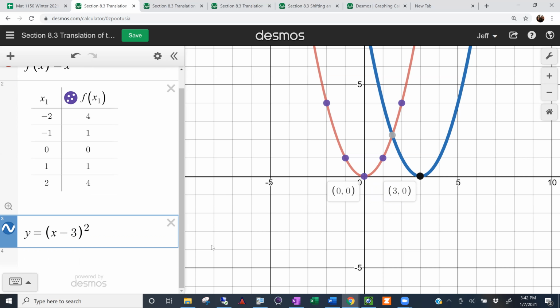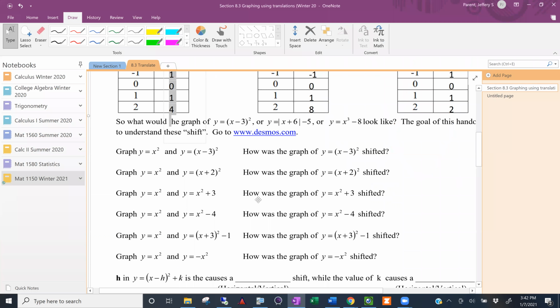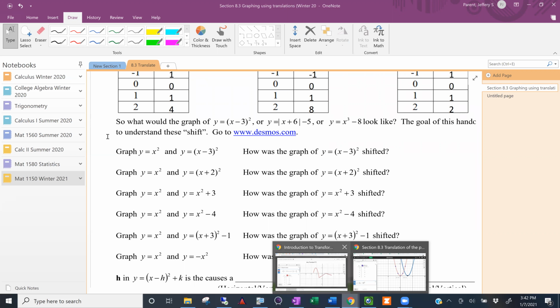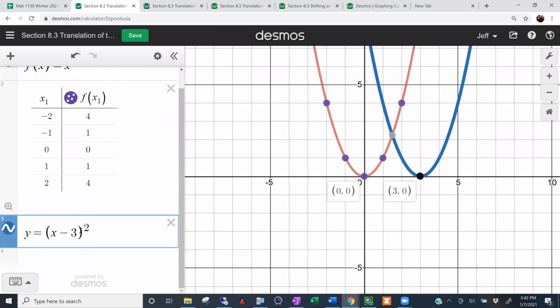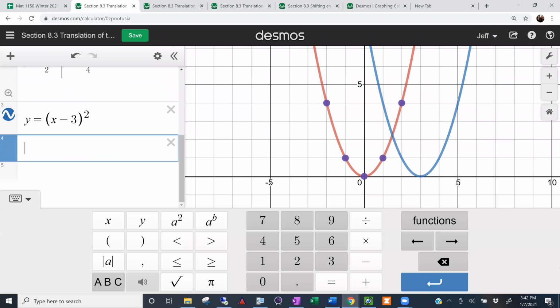Cool. All right, well, what else can we look at then? Kind of following along with this. Well, maybe you can make a prediction now for (x plus 2) squared. Now think about this. When we did x minus 3, it got shifted to the right by 3. What's going to happen if I put in, say, x plus 4?